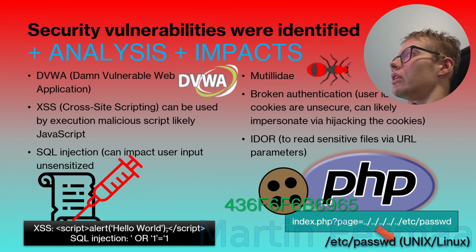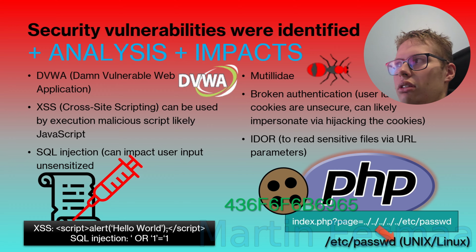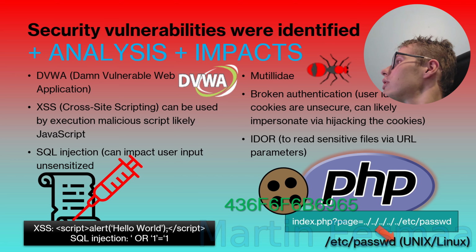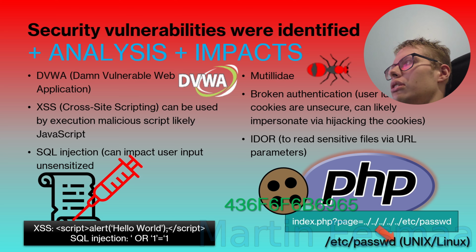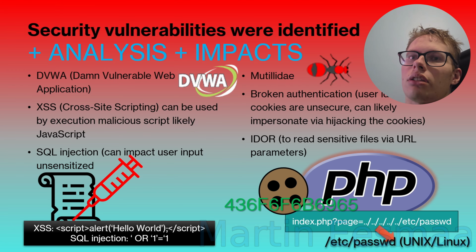So we have identified 10 vulnerable web applications. Cross-site scripting can be used to execute malicious scripts, likely JavaScript. SQL injections can impact unsanitized user input. Mutillidae has broken authentication, where identity cookies are insecure and can be impersonated by hijacking the cookies. IDOR can be used to read sensitive files via URL parameters.